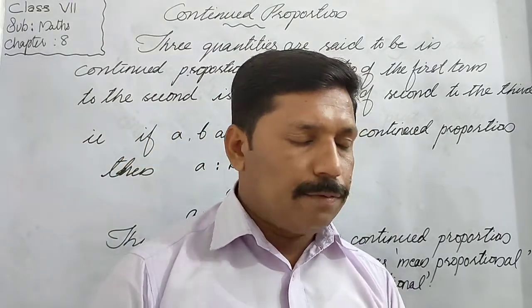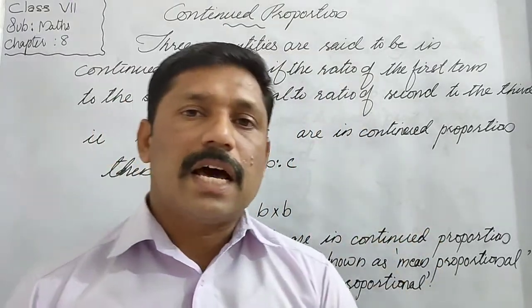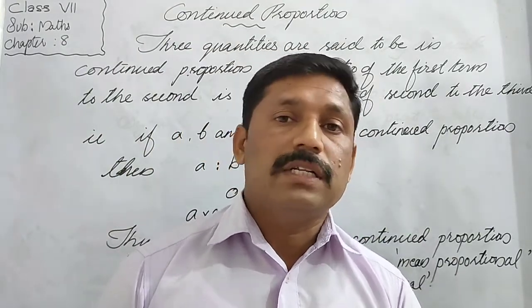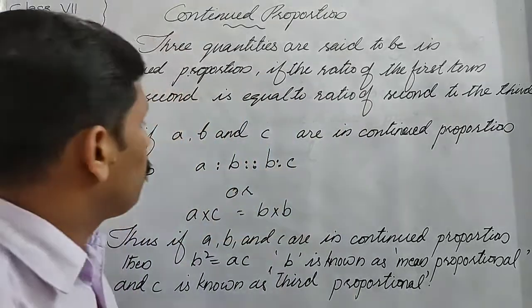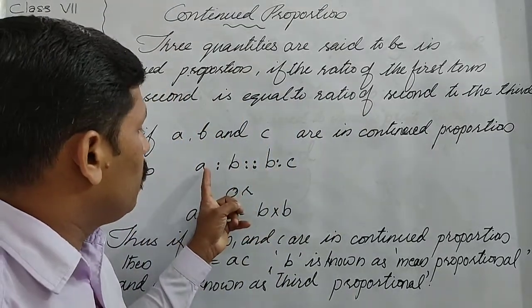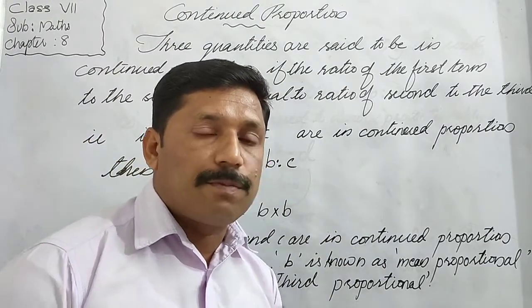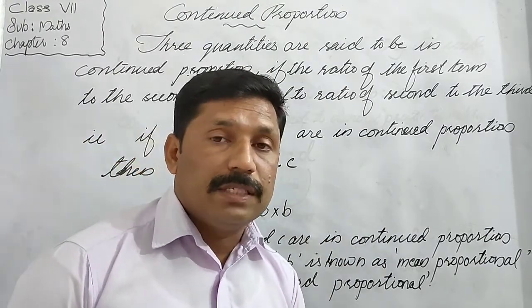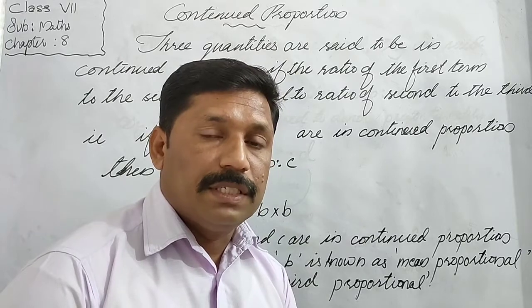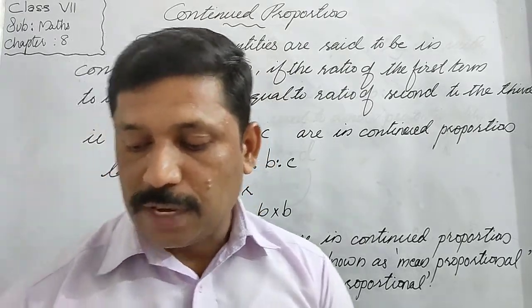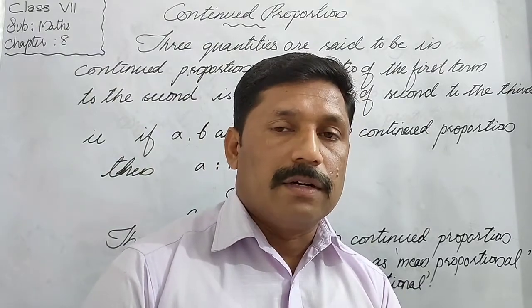Students, if in a proportion four quantities are there and any of these quantities is missing, we can find out that missing quantity by using the property that the product of extremes will be equal to the product of means. By this property, we can find the missing term in a proportion. So now we will move to exercise 8.2 questions.